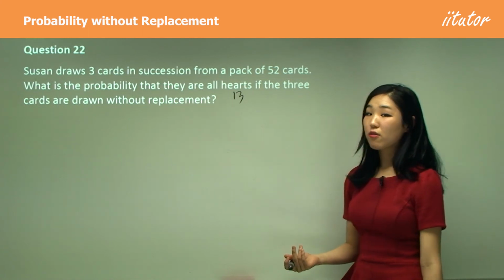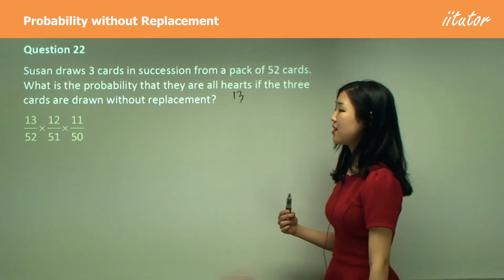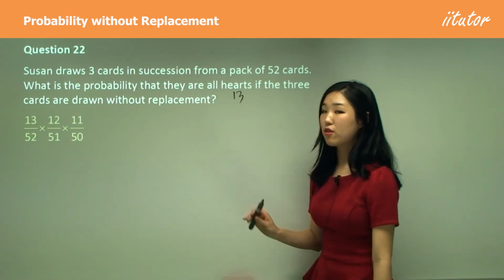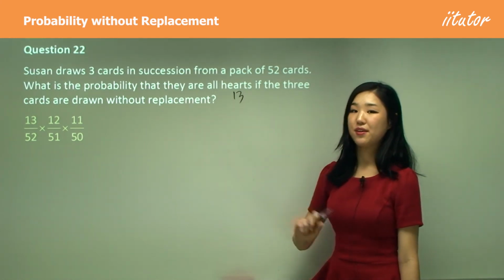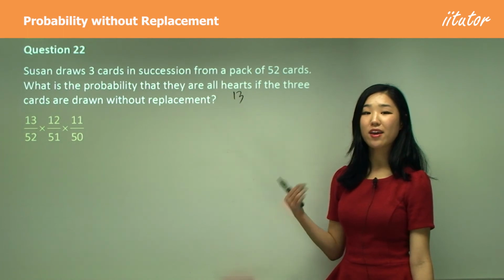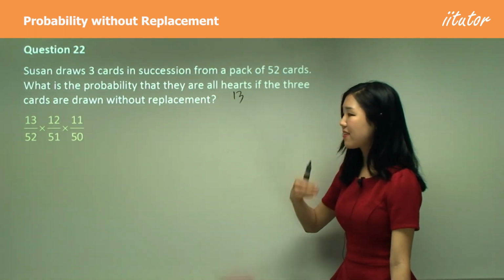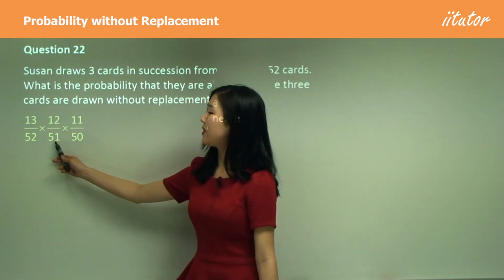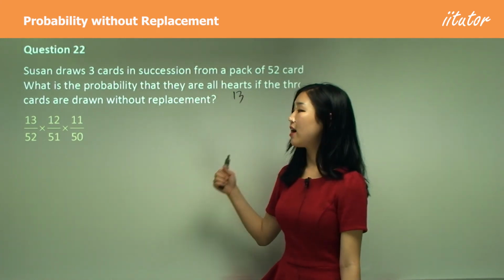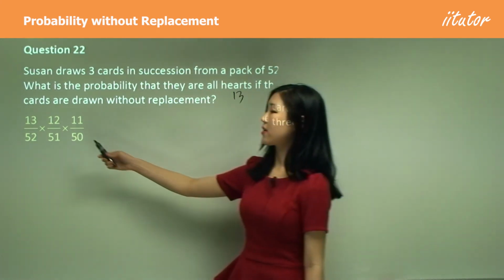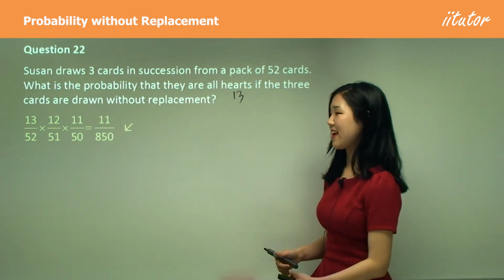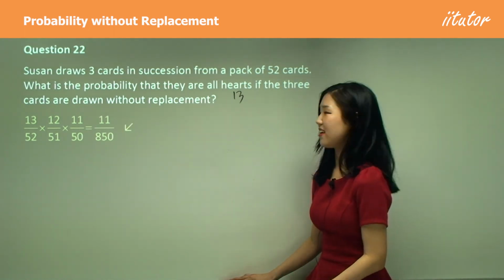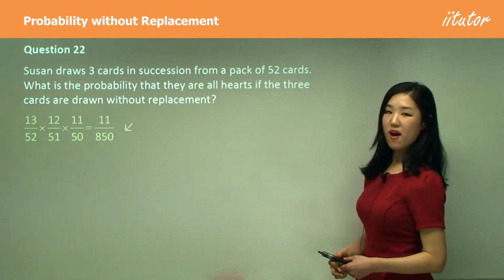Because it's not going to be any replacement, it's simply going to be 13 out of 52 times 1 less on top and bottom, so 12 out of 51 times 11 out of 50. So I hope I don't have to explain why. You see why, because I'm having 1 less card to choose from, so I'll have 1 less each time on the denominator, and I'll have 1 less heart, so I'll keep having 1 subtracted from the numerator. And you calculate it to get that. Okay, just use your calculator. Very simple again, just requires 1 little step.